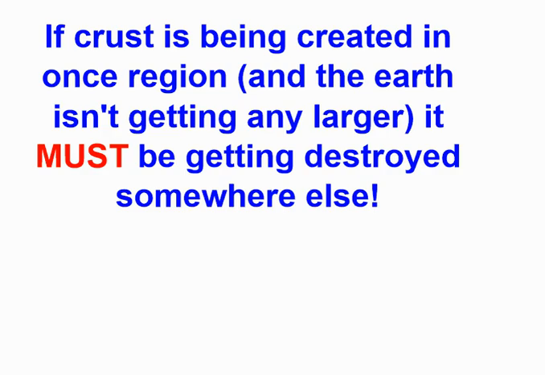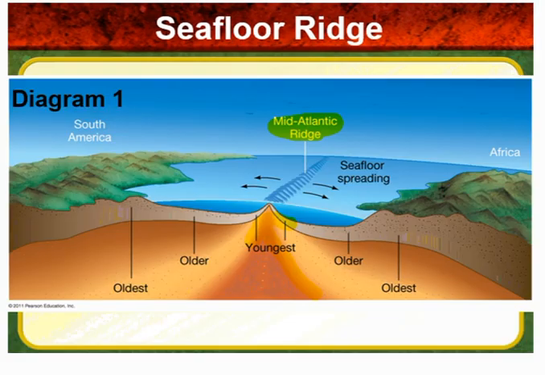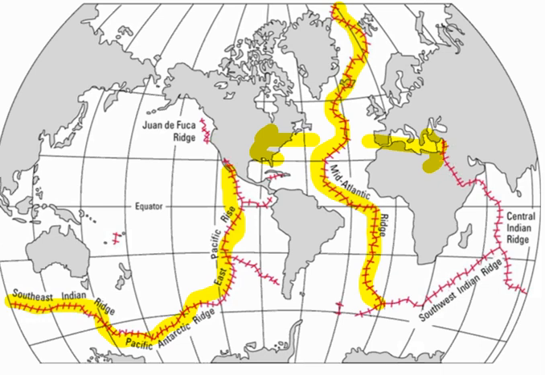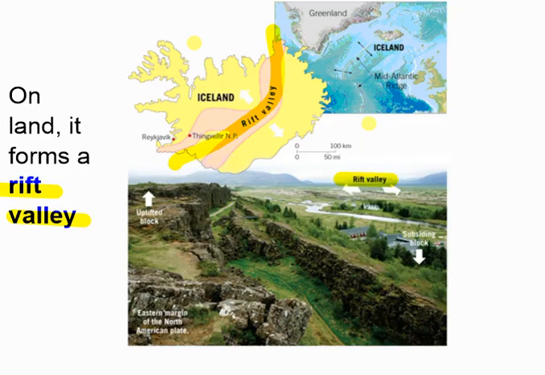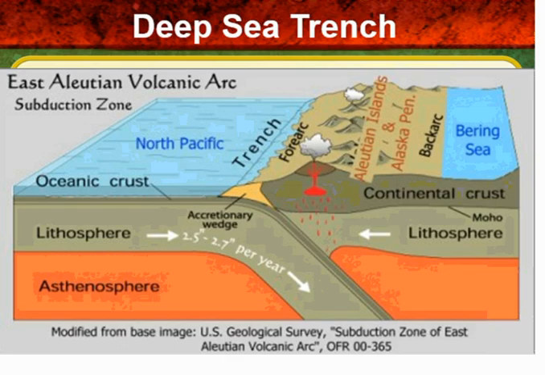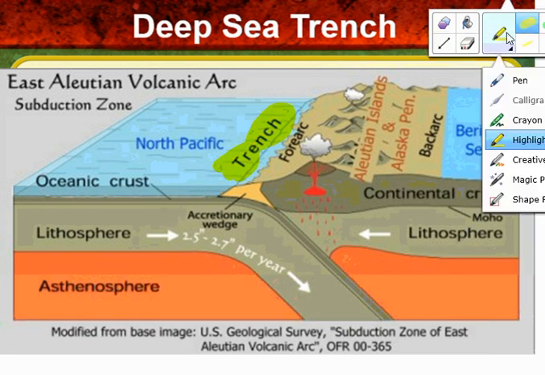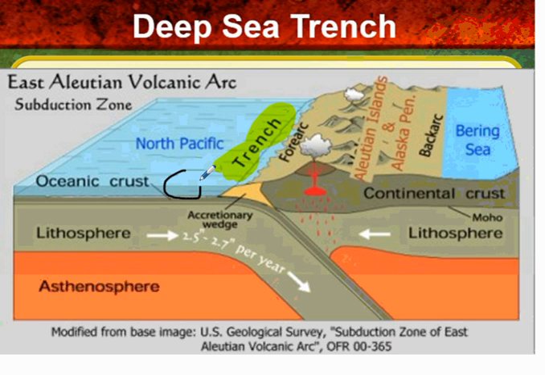So obviously, if crust is being created in one region, but the earth isn't getting larger, it must be getting destroyed somewhere else. All of these places here are creating new crust. If that was just the case, then we would be getting larger, but we're not. So what's happening? At the opposite, we have things called trenches. A trench is a region where this looks like an oceanic-continental convergent boundary. I tend to use letters to represent those, so I would say this is an oceanic-continental, or OC, convergent boundary.